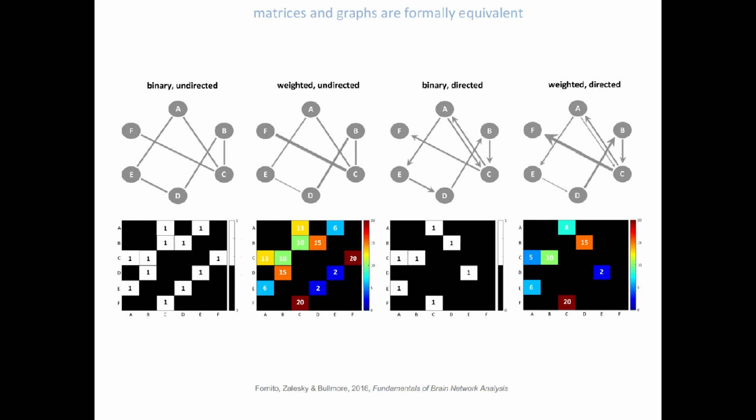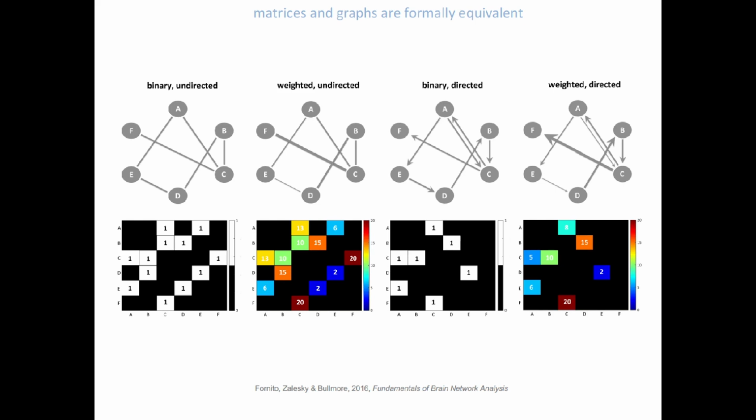We could represent weights. In this case, this is represented by different edge thickness in the graph, and in the matrix we could just use different colors. So you can see here there's a strong edge from C to F, and F to C. So if we go to row C, column F, that's the red color, the strongest color in the matrix.